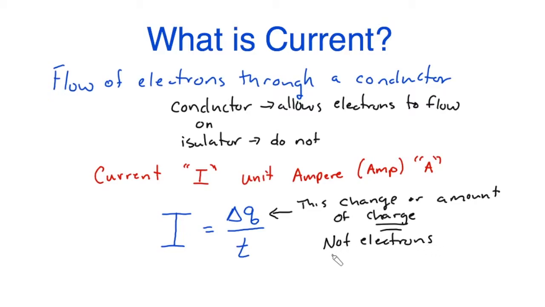So although electrons are commonly the thing that's going to be moving here, this delta Q is how much charge is moving, not how many electrons. So we'll remember that sometimes we're going to need to be able to convert charge to electrons and electrons back to charge. So that's from our earlier lesson. And this is just time in seconds.